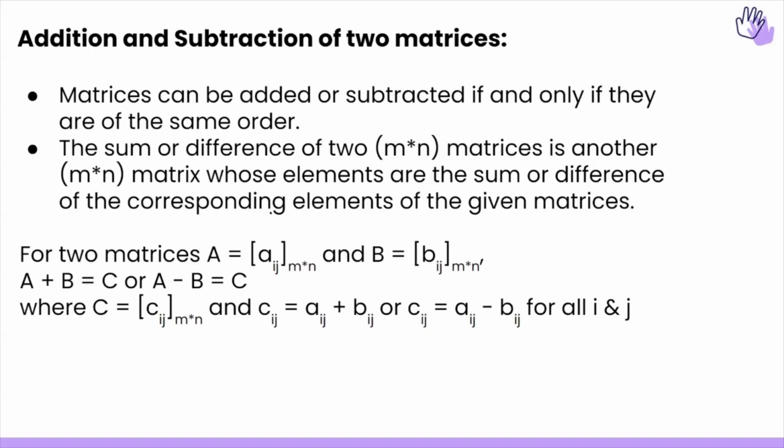So for two matrices A equal to [aij] m by n and B equal to [bij] m by n, A plus B equal to C or A minus B equal to C. So if the third matrix is the addition or subtraction of these two matrices, it would be the corresponding elements, applying the operation on the corresponding elements.